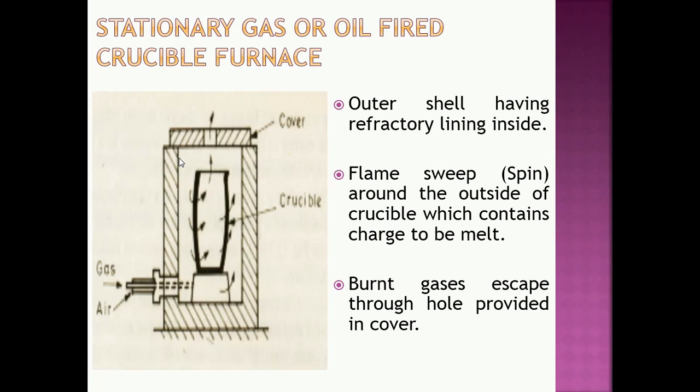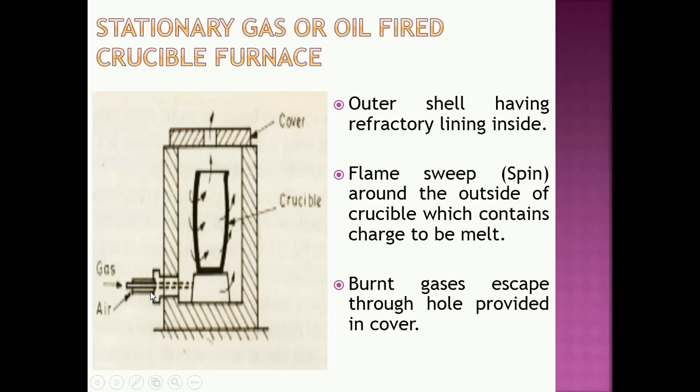Next one is the stationary gas or oil fired crucible furnace. It has an outer steel shell with refractory lining inside. This hatching is the refractory lining, and outside it has a steel shell. Flame sweeps around the outside of the crucible which contains the charge to be melted. Again, at the center the crucible is placed, made of graphite or silicon carbide or other suitable refractories which will withstand the very high temperature of the molten metal.